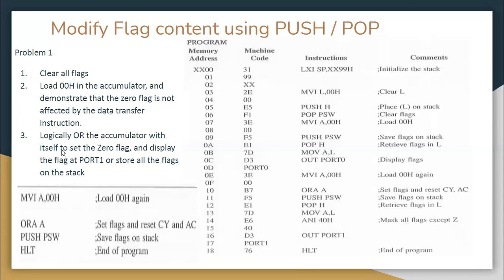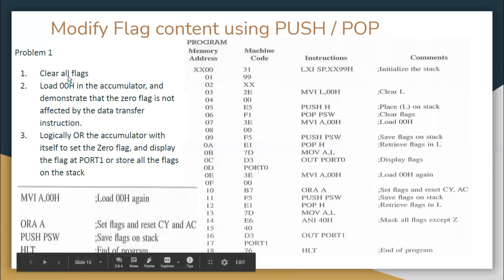Then logically OR the accumulator with itself to set the zero flag, and display the flag at port 1 or store all the flags on the stack. So this is the problem statement. We'll see it one by one. For that, first clear all the flags.